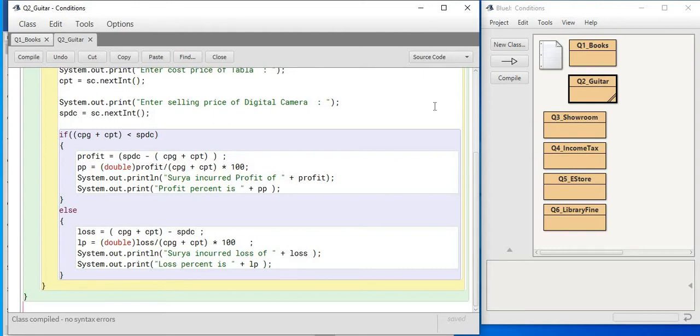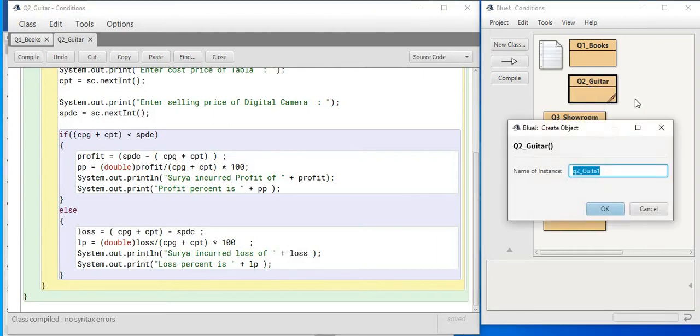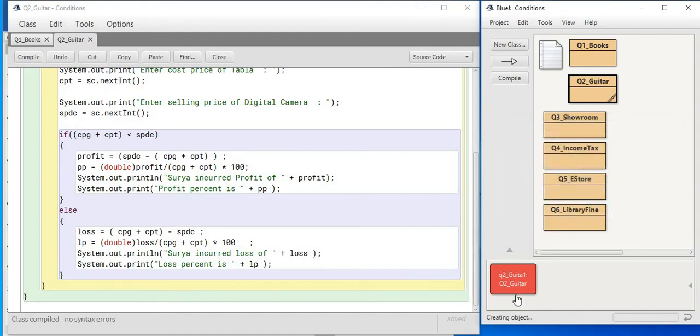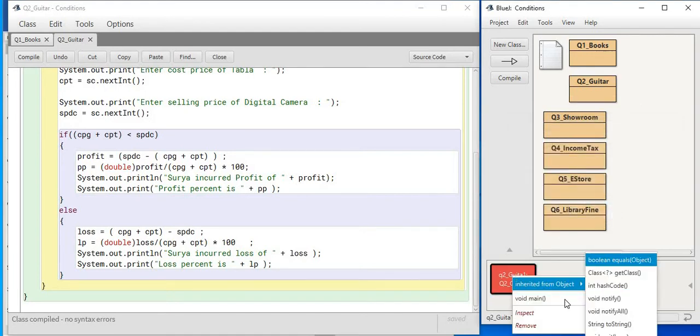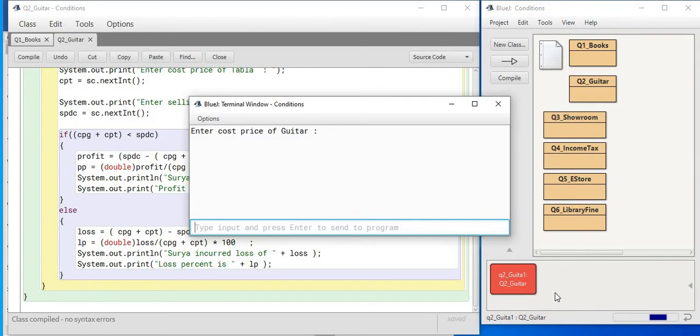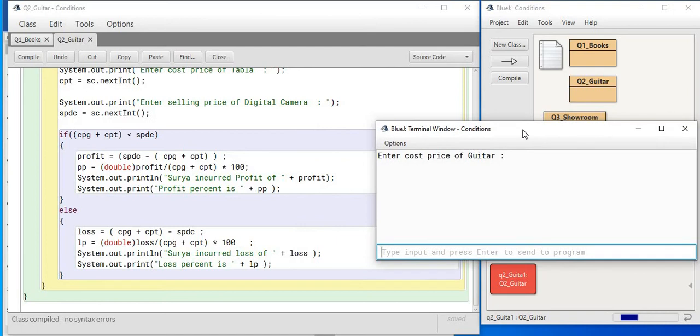So now time to run the program. For that I will right click, create an object, then say OK, then click on the object and then click on main. Enter the cost price of guitar. Let me choose the cost price of guitar to be 5,000 and the cost price of tabla also to be 5,000 and the selling price of digital camera to be 12,000.